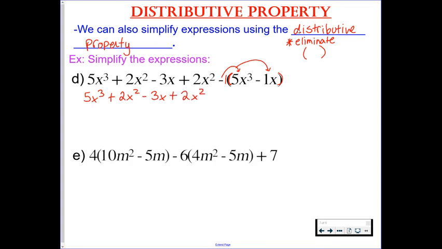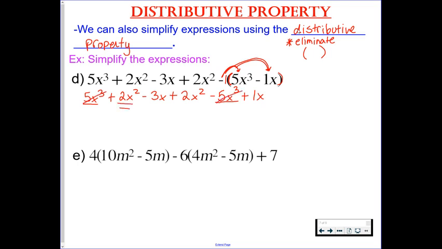And then distribute that -1 to everything inside the parentheses. -1 times 5 is -5, x to the third. Now it's the next term. -1 times -1x is +1x. And that eliminated the parentheses, so now I can combine the like terms together. 5x cubed and 5x cubed, those both have x cubed, so I can combine the 5's together. But since 5 minus 5 is 0, that eliminates.